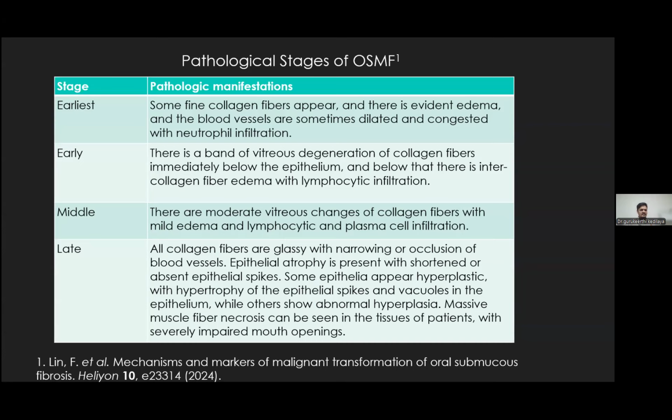Pathological stages of OSMF include earliest, early, middle, and late, where we can see in the later stage, all the collagen fibers are glassy with narrowing or occlusion of blood vessels because of vascular and endothelial injury, and epithelial atrophy is seen, and some epithelia may be hyperplastic and can show hypertrophy as well.